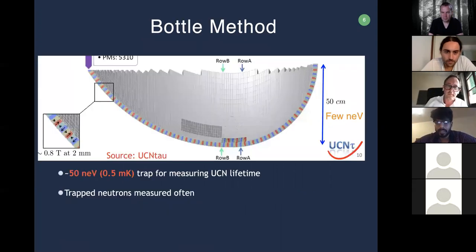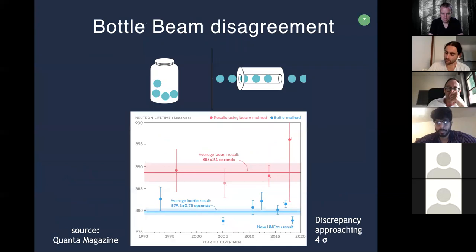In the bottle method, we are talking about ultracold neutrons, much colder, in traps of around 0.5 millikelvin, roughly 50 nano eV. And the trapped neutrons are directly measured. So you wait for some time for the neutrons to disappear, and then you measure the neutrons that are left. That's how the bottle method works.